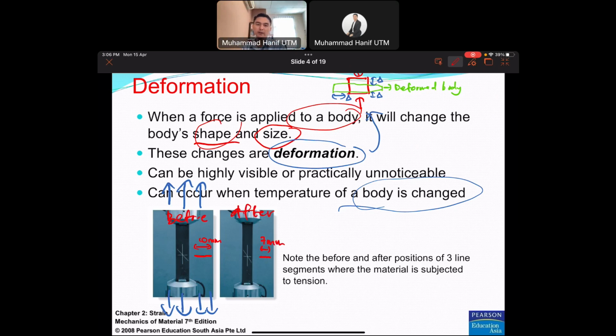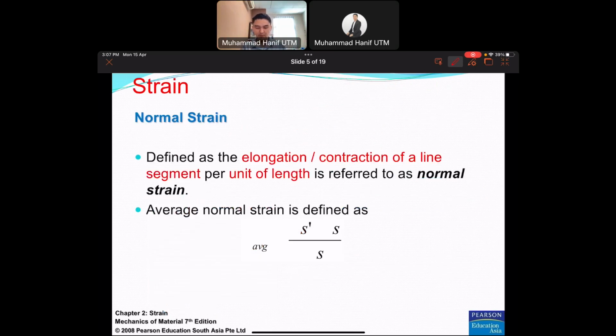Note the before and after position of the 3 line segments where the metal is subjected to tension. So the line itself will be changed as well. For this vertical line we cannot see it clearly, but actually it also changes. This is the original one. For example, the original line is 30 millimeter. When we do the tensile test, the line will become longer, maybe 40 millimeter. This is an example. Right, and we move to the next one.